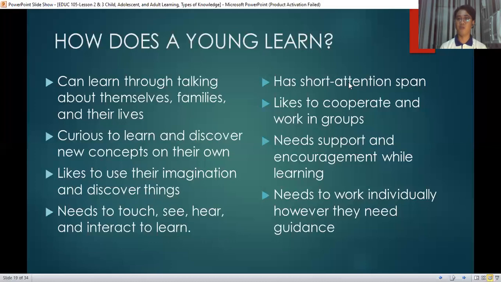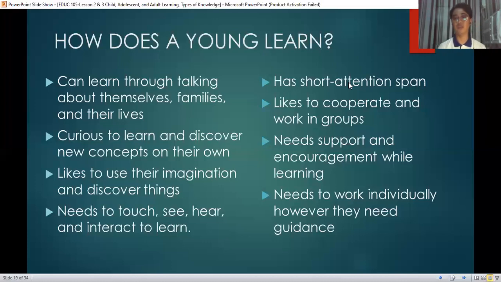Okay? Kung paborito nila si SpongeBob, di umpisahan mo ang lesson about SpongeBob. Okay? Marirelate naman yan. If the teacher is very creative, you can relate this interest into your lesson. That's a way to motivate your learners. Okay? They like to cooperate and work in groups. Okay, of course, socializing, having friends.